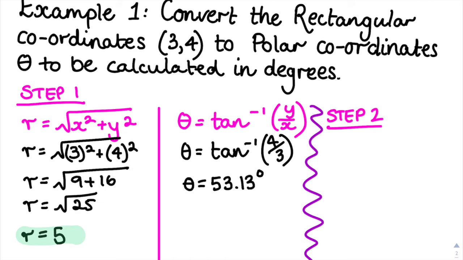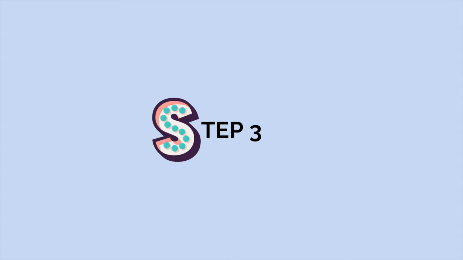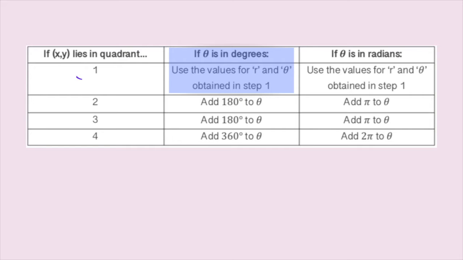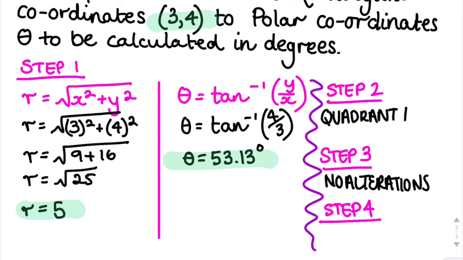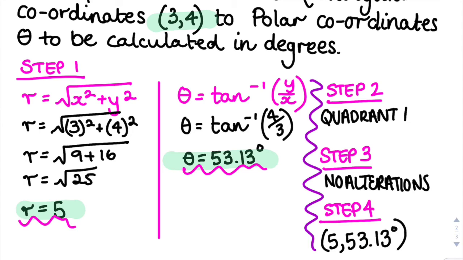Step 2, we need to identify the quadrant that our xy pair lies in. Our original pair 3, 4 lies in quadrant 1, as both x and y are positive. Step 3, check over our table to see if any alterations need to be made. Since our xy pair lies in quadrant 1, we can see that no alterations need to be made to theta, so step 4, we can conclude that our rectangular coordinates 3, 4 translate to 5, 53.13 degrees in polar coordinates.